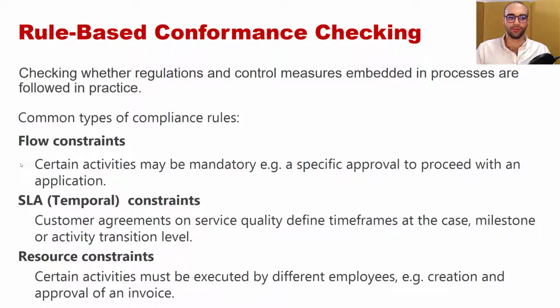And the third constraint is related to resources: who should execute a specific activity that can be executed within the organization's system. So these are the rule-based conformance checking types.